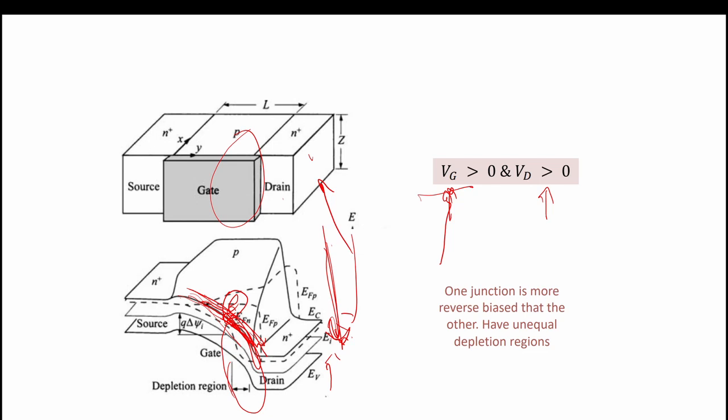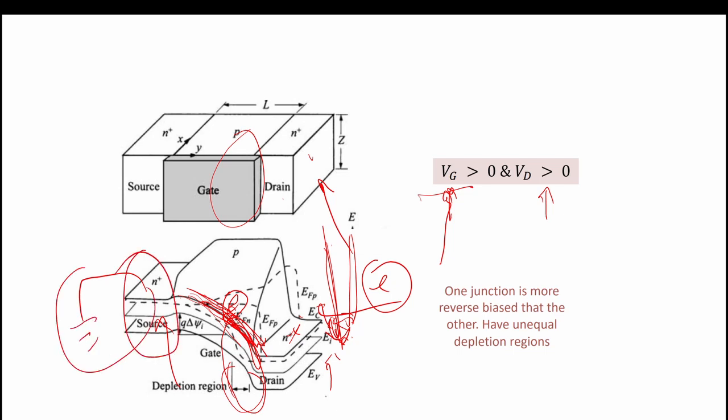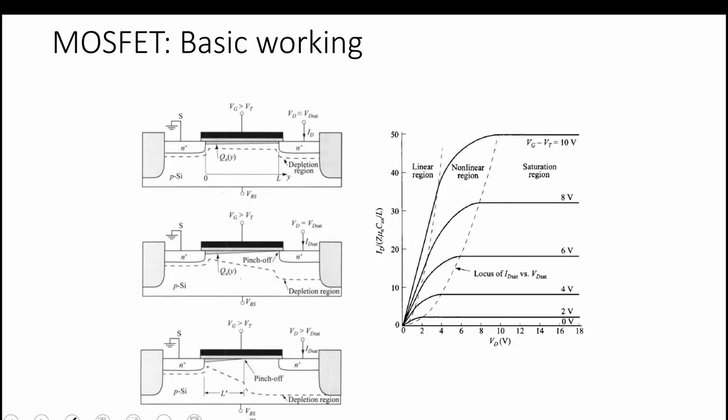Another thing is that one junction is more reverse biased, because at this junction we are applying the field. We are applying a positive potential at the n plus drain, so it will be more reverse biased. The depletion region at the drain side will be more than the depletion region on the source side, because the n plus on the source side is grounded only. So it stays in the equilibrium position as it was before.